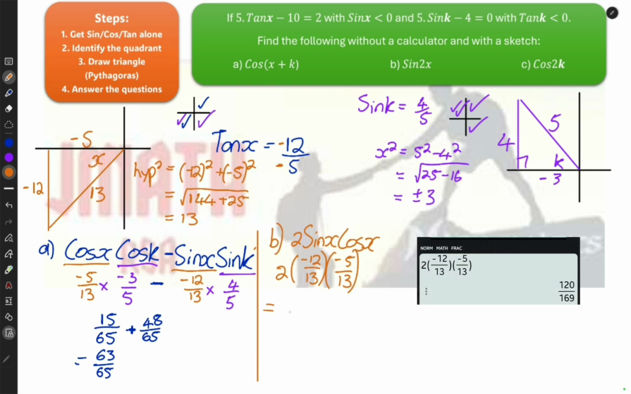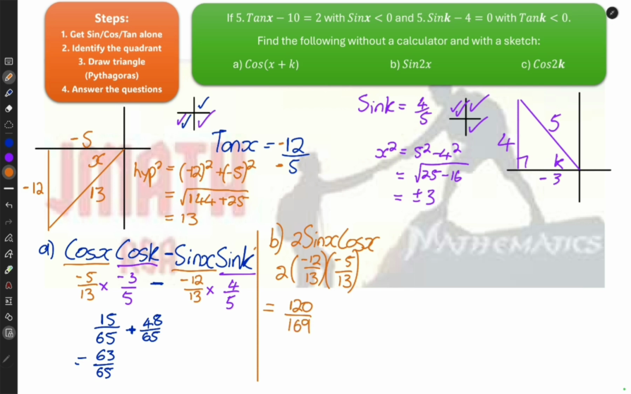So the calculator tells me this answer is 120 over 169. Now some people would say, but they told me not to use a calculator. The only thing they mean with that is don't go and write decimals. Okay, so it's fine if you do the mental math with your calculator. Never ever do decimals.